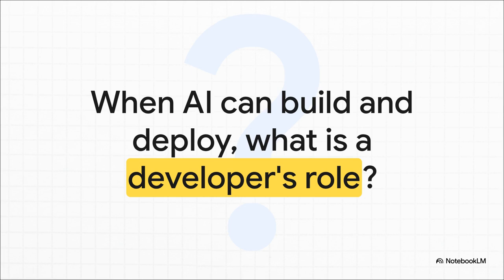And that really leaves us with a fascinating question to chew on. When AI agents can plan, build, test, and maybe even deploy full applications, what does our role as developers become? It seems we become less of a manual coder and a lot more of an architect, a guide, and a reviewer. And you know what? That's a pretty exciting future to think about.